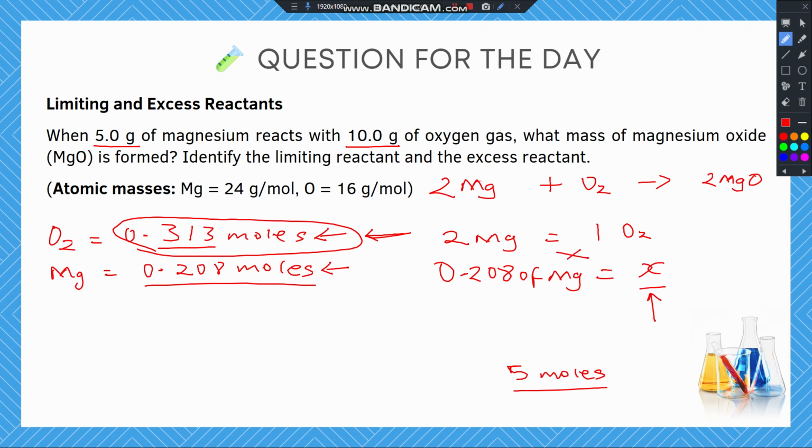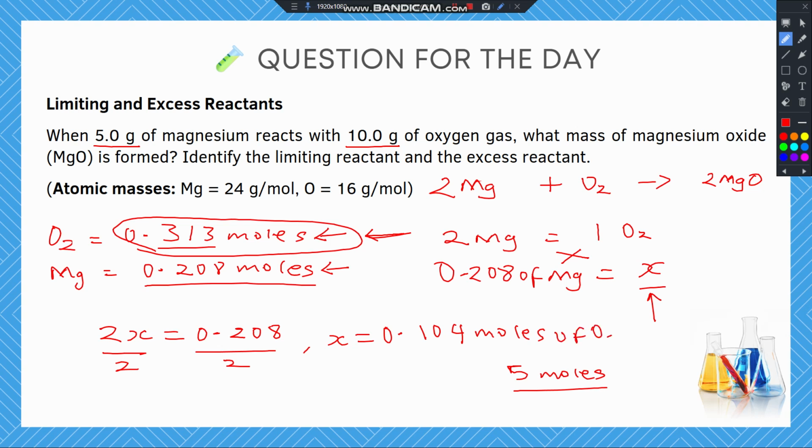So at this point we cross multiply. When we cross multiply, it becomes 2x is equal to 0.208. So at this point we divide both sides by 2 to get the value of x. X will now be equal to 0.208 divided by 2, that is 0.104 moles. Moles of what? Moles of oxygen that is needed.